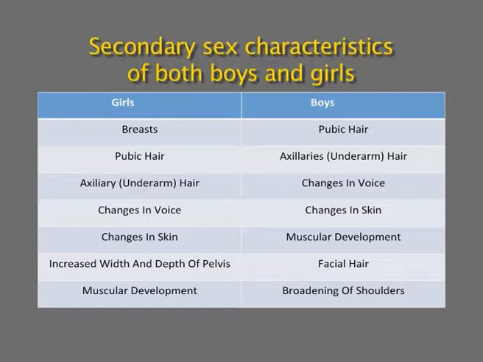First, let us look at the girls. The secondary sex characteristics are breasts, pubic hair, axillary hair, changes in voice, changes in skin, increased width and depth of pelvis, and muscular development. The secondary sex characteristics of boys are pubic hair, axillary hair, change in voice and skin, muscular development, facial hair and broadening of shoulders.